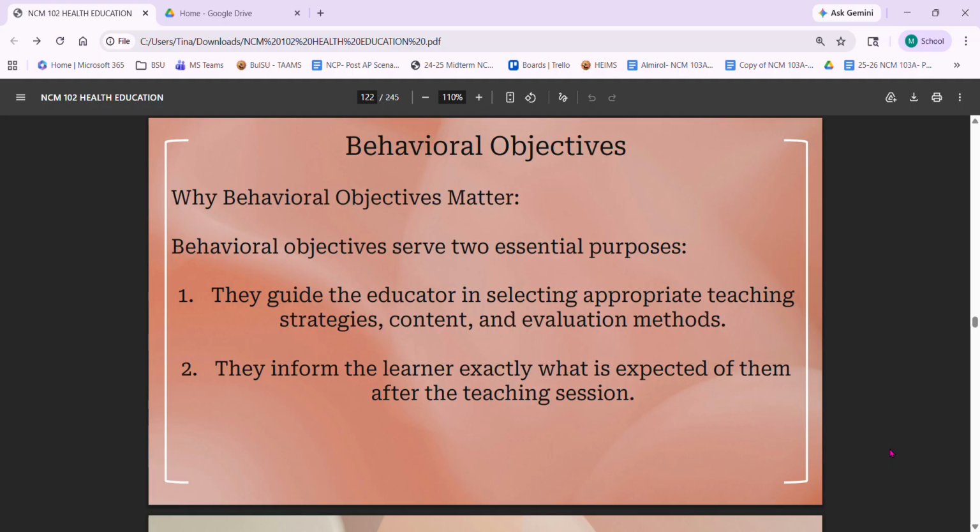They guide the educator in selecting appropriate teaching strategies, content, and evaluation method. And they inform the learner exactly what is expected of them after the learning. Okay, so, importante siya, okay, when you are doing your health education. So, dapat behavioral yung makikita ko na objective ninyo.